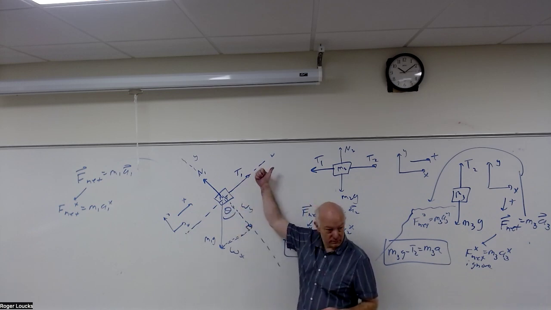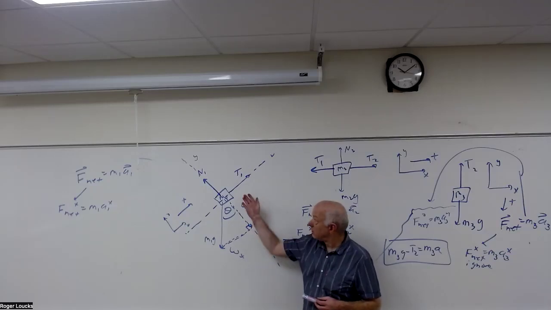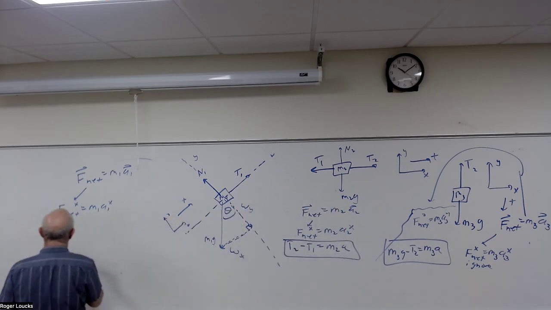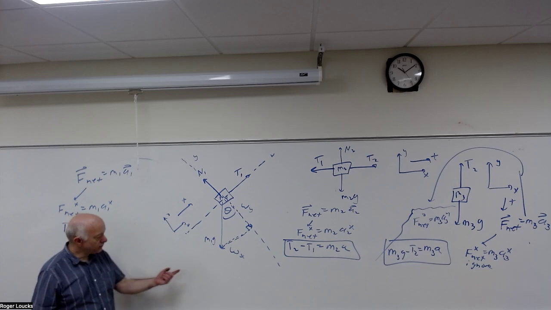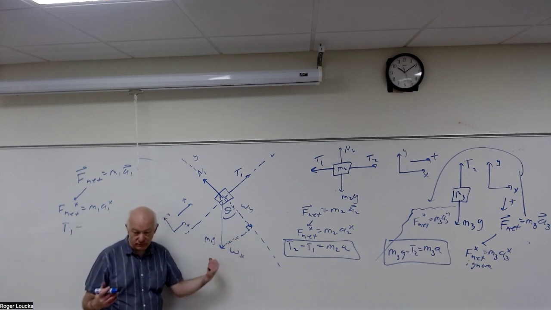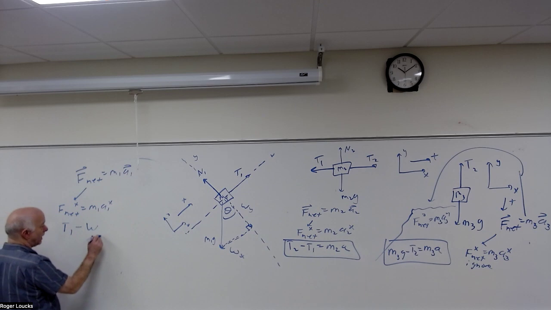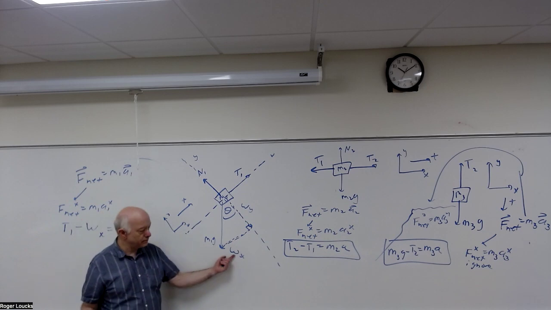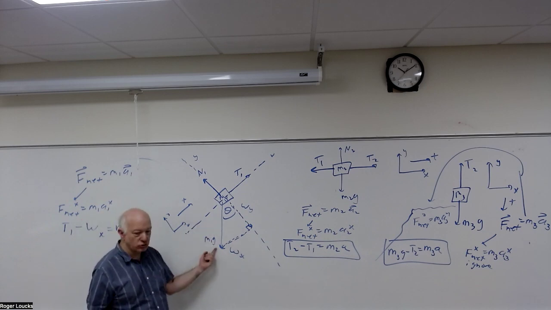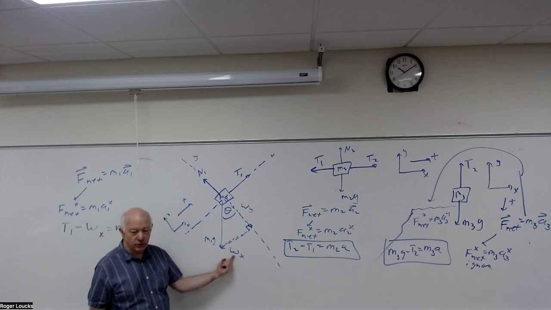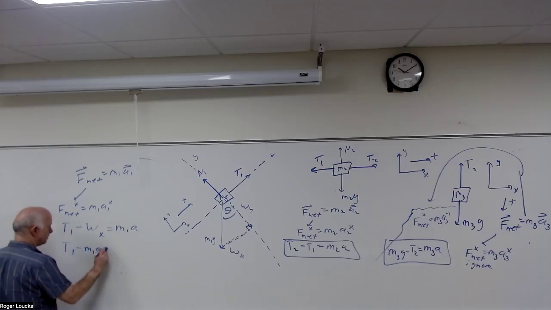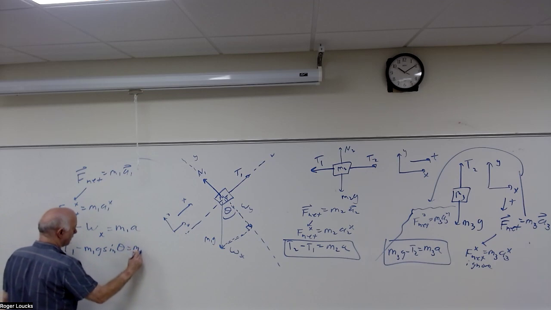Moving up like this. So is T1 positive or negative? It's going to be a positive force. So I'm going to have T1 minus, and this X component here is going down this way, so it's a negative component, minus WX equals M1A. And my WX here is going to have to be what? If my hypotenuse is M1G, and this is theta, my WX has to be M1G sine of theta. So this has to be T1 minus M1G sine of theta equals M1A.